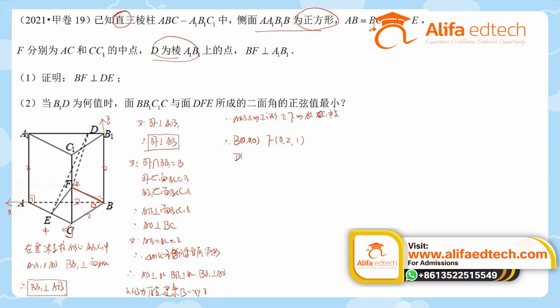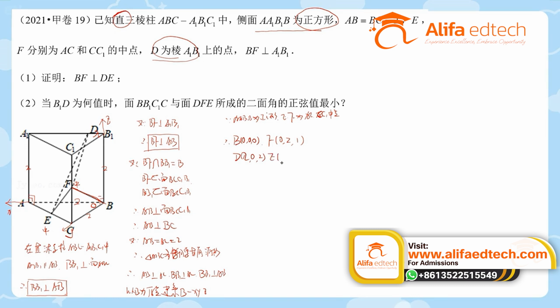Next, we need to know point D's coordinates. Since point D moves along the line A1B1, we don't know its exact value yet, which means at this position you can represent it using B1D. You can also set B1D to lambda. All right, let's set it up. So in this case, let's define it clearly. After setting it to lambda, its x-coordinate is lambda, and its y-coordinate is 0 because it's exactly on the XBZ plane, and its z-coordinate is BB1, which is exactly 2.